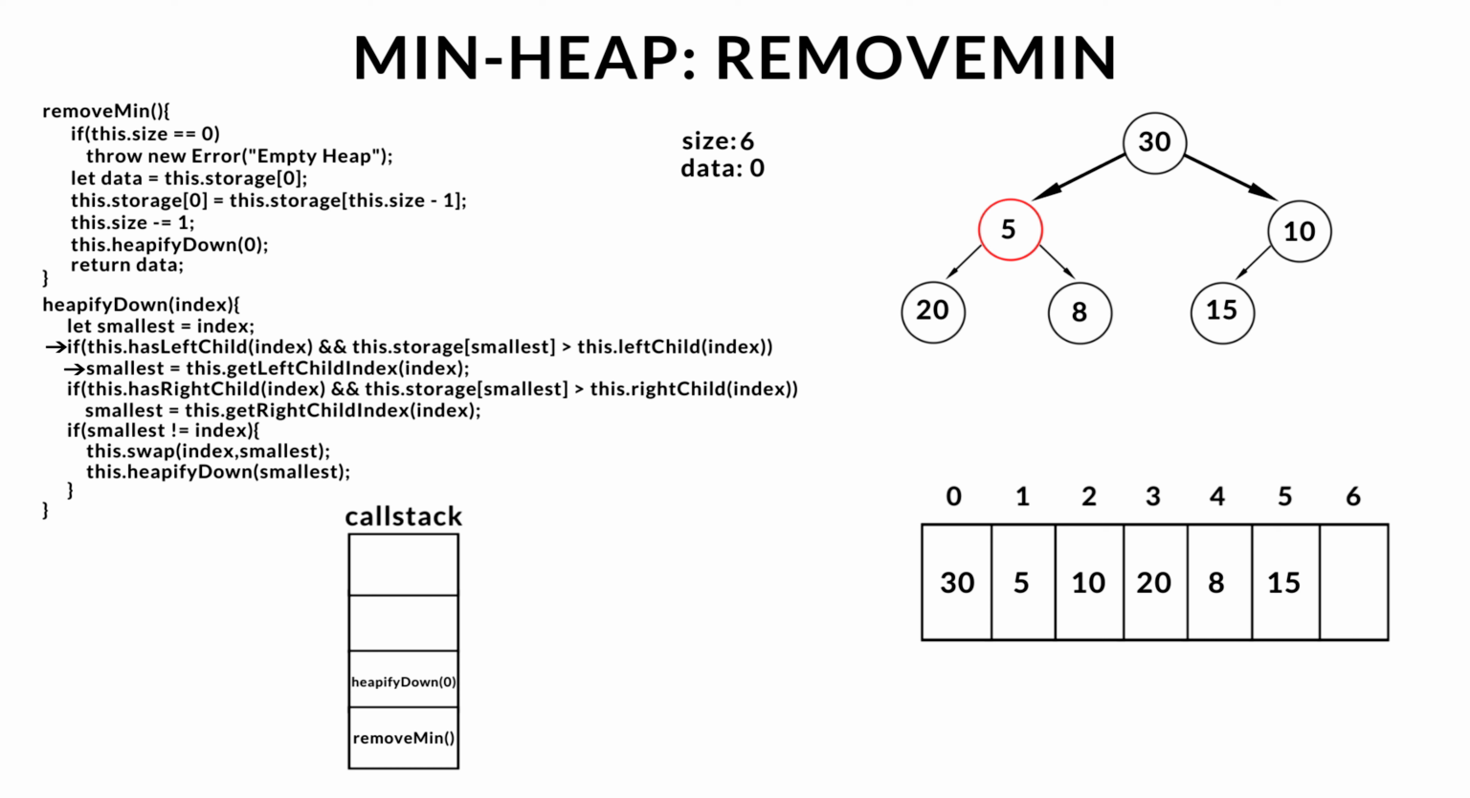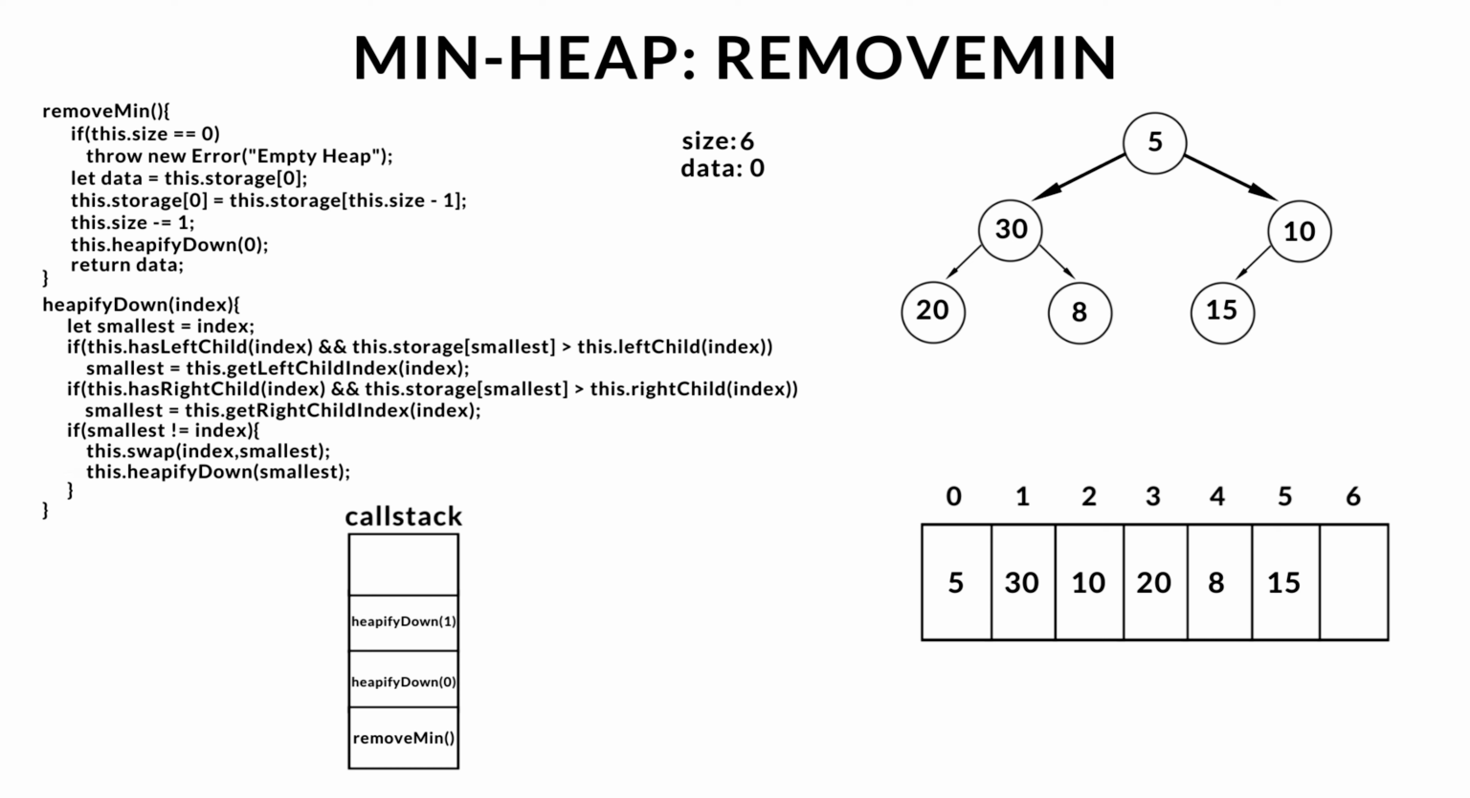So now we check to see if the node we're currently at has a right child. It does. Is the right child smaller than the current smallest node? It's not, so this if statement doesn't get executed. We now check to see if smallest does not equal the current node we're at. It's not, so we go ahead and swap the data between the two indices, and then we continue traversing down the heap by recursively invoking our heapifyDown method. So let's go ahead and push this on top of the stack.